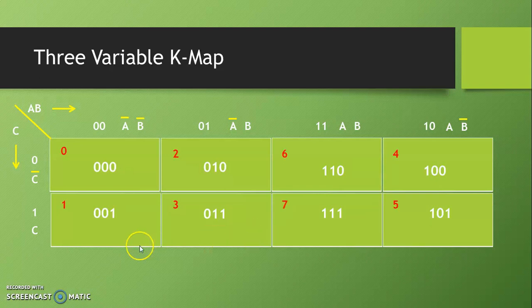You should remember this pattern 0 1 2 3 4 5 6 7. Then it will be very easy to map the Boolean function and to simplify.